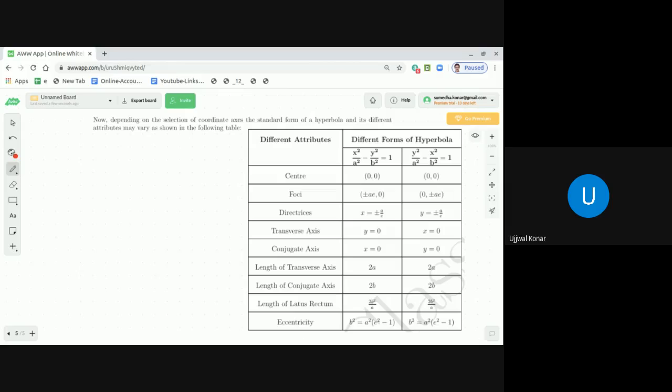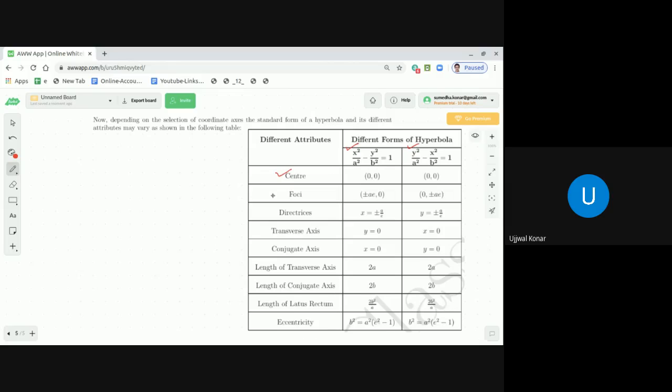So as you see that center, there are two different forms of hyperbola. The first form of hyperbola is x square by a square minus y square by b square equal to 1. And the second form of hyperbola is y square by a square minus x square by b square equal to 1. In both these forms, the center remains the same at the point 0, 0.